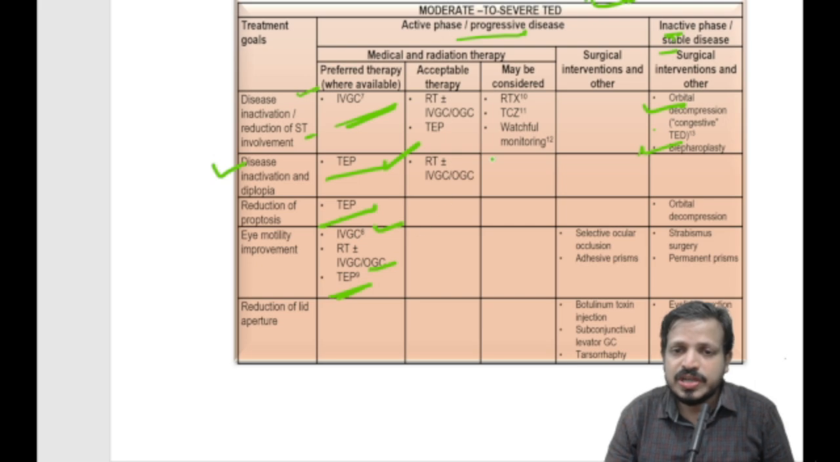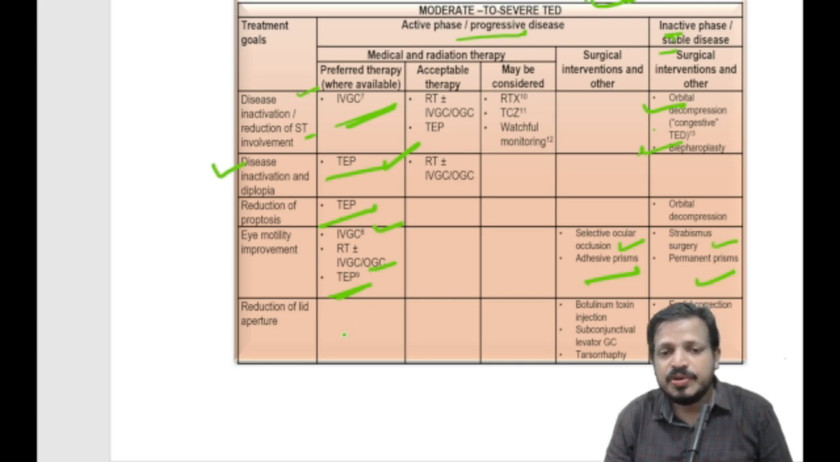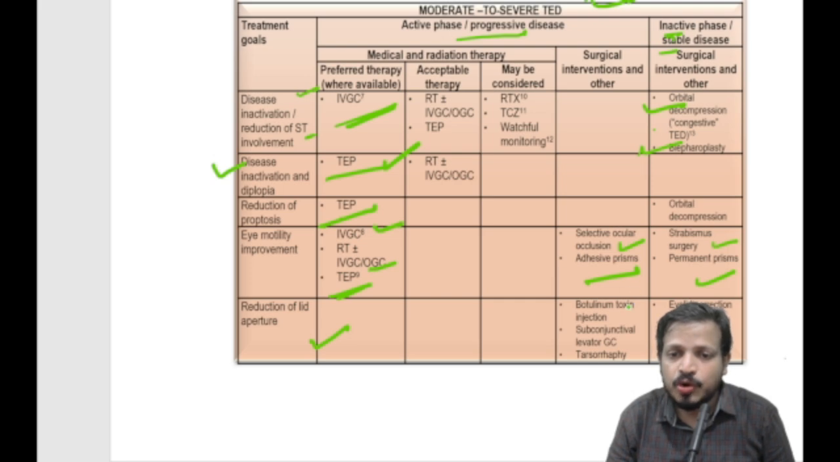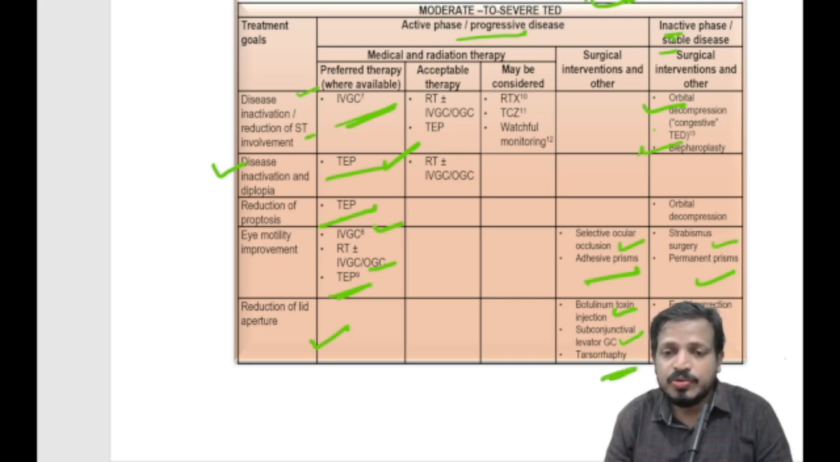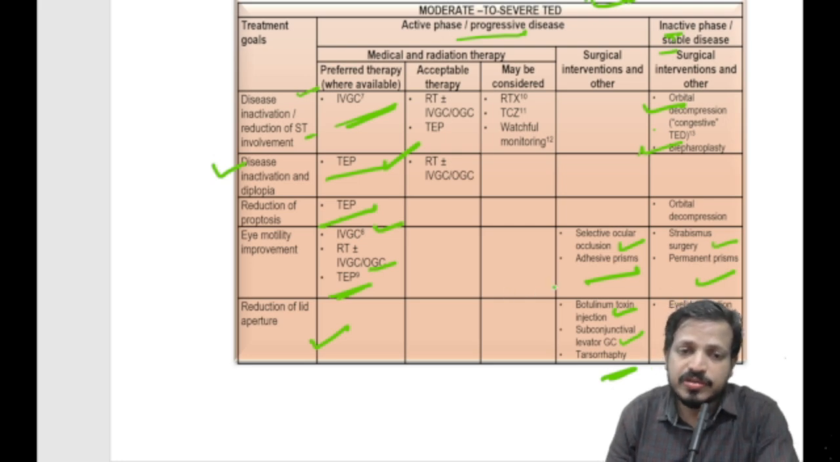For surgical intervention, we can give selective ocular occlusion or an adhesive prism, and for other surgery like strabismus surgery, a permanent prism. For reduction of the lid aperture, we go for botulinum toxin injection, subconjunctival glucocorticoid therapy, tarsorrhaphy, and eyelid correction surgery.